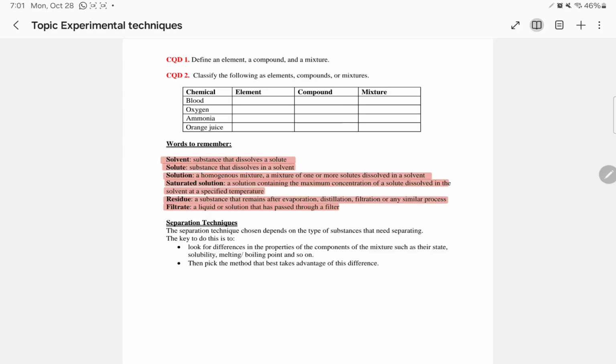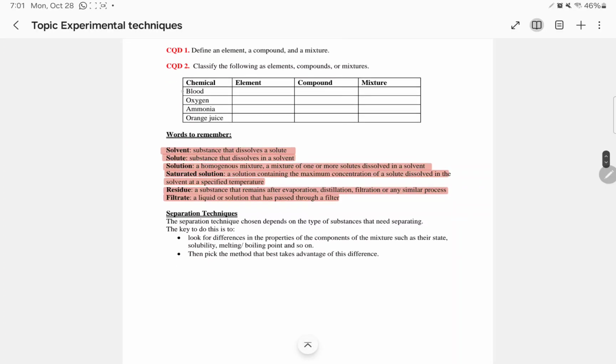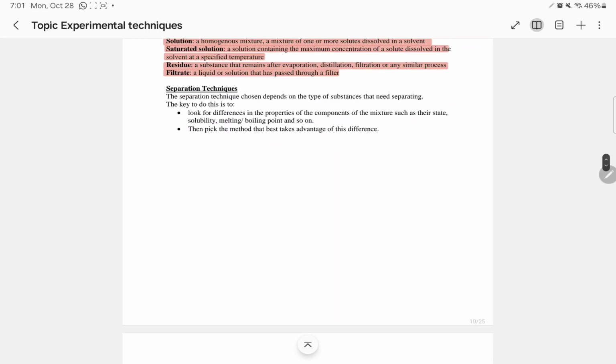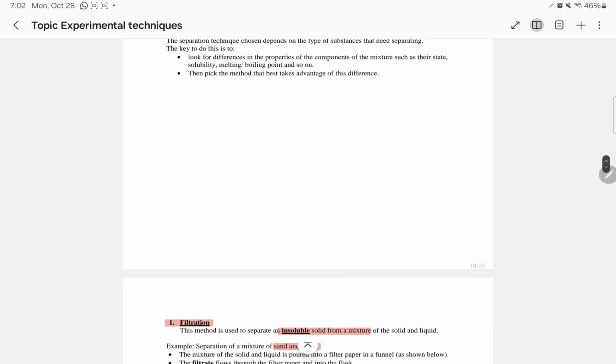I think blood's a mixture, oxygen is an element, ammonia is a compound, orange juice is a mixture. I'm not sure about blood, but I'm assuming it's a mixture. Solvent, solute, solution, saturated, residue, filtrate. Words to remember, so guys, remember them. Now, separation techniques. This is the most important part of this entire topic. Read this part, it's not really important.